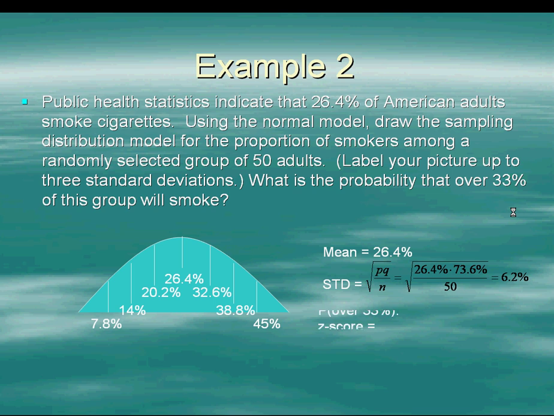Okay, let's find the probability that over 33% of the people are smoking. So we're going to find our z-score, x minus the mean divided by standard deviation. 33% is our x, minus 26.4% is our mean, divided by 6.2% is our standard deviation. That gives us a z-score of 1.0645, and we want to be above this percentage. So normal CDF from 1.0645, comma 99, and that gets us 14.4%. So what this is telling us is we have a 14.4% chance of over 33% smoking.